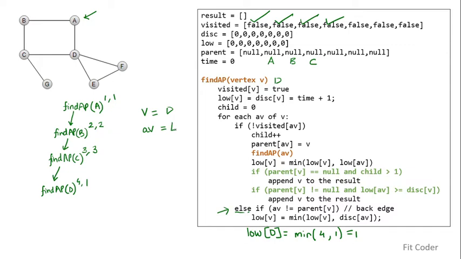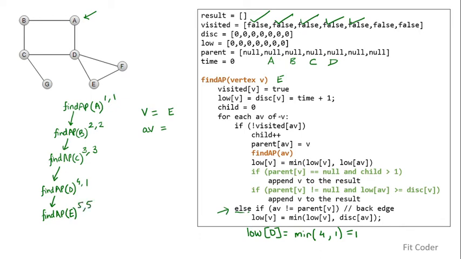After this we come to the next adjacent vertex for D, which is E. So now AV is E. E is not visited. We increment the child. We set parent of E to D and we call findAP for E. V is E. We'll mark E as visited and we'll set the low and discovery time to time plus 1. So it will be 5, 5.